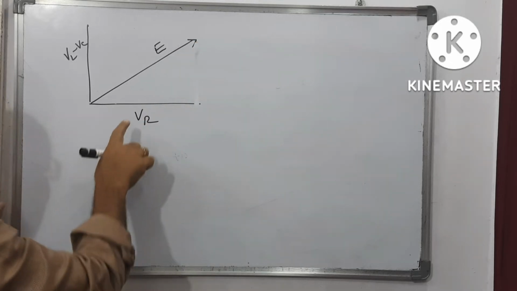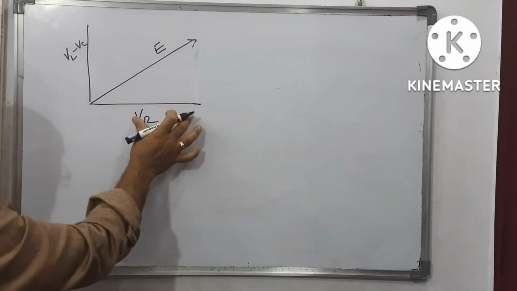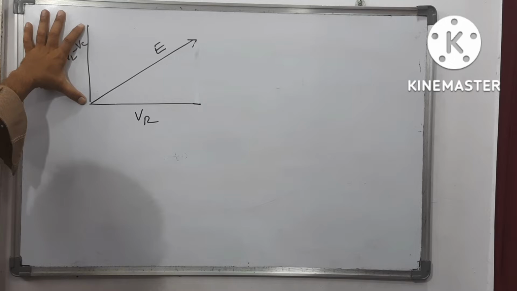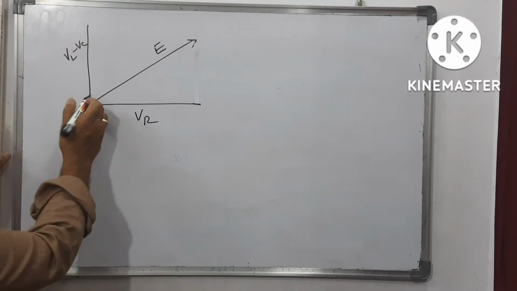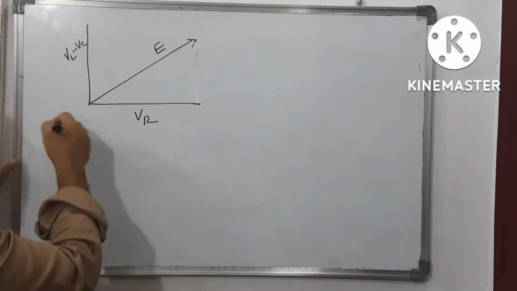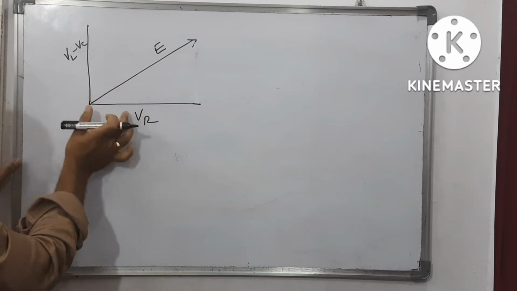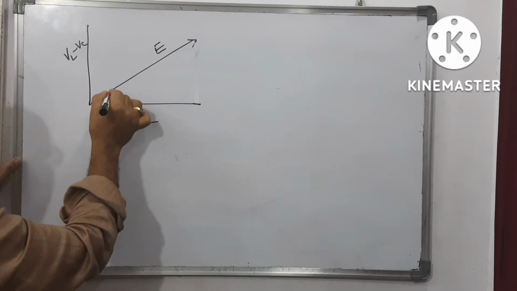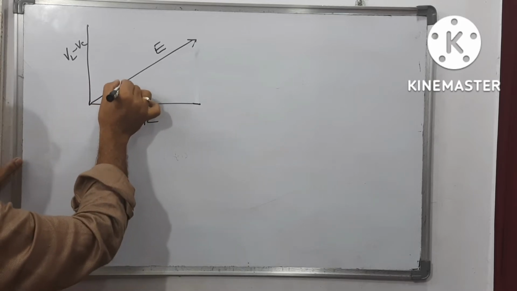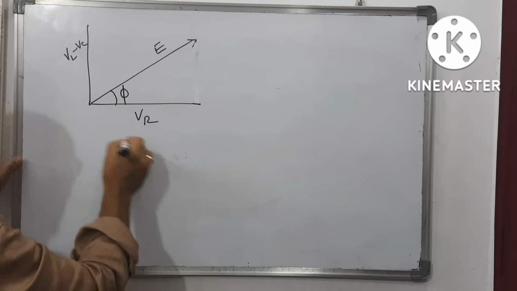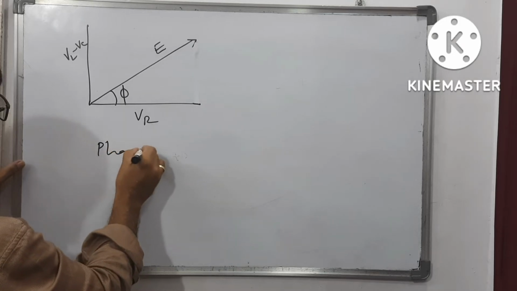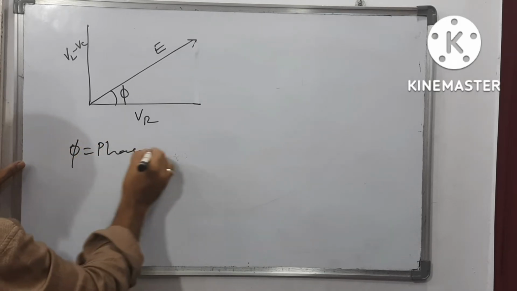You can shift from here to here or here to here. So now VR is the voltage across the resistor. VL minus VC is the net voltage across the inductor and capacitor. These are 90 degrees with each other, but the net electromotive force is the sum of these two, but it is not a normal sum, it is like a vector sum. This is called the phase angle.